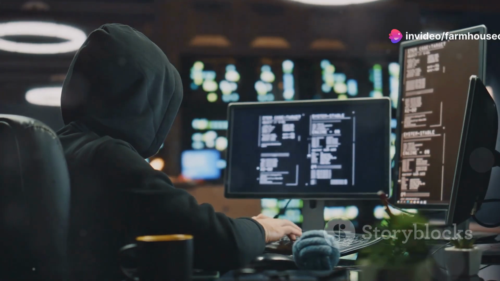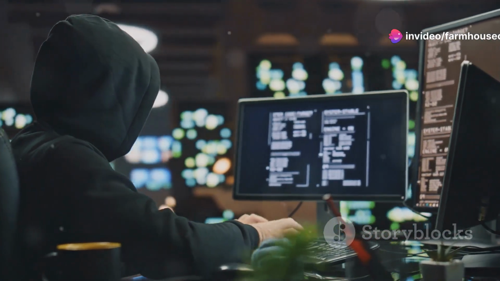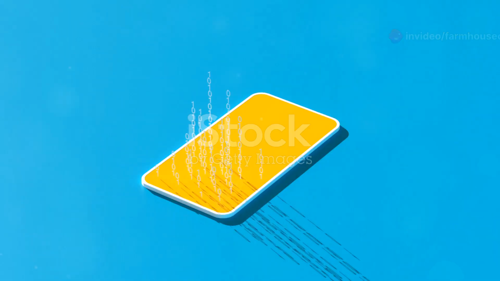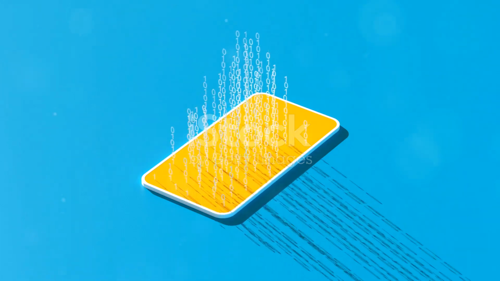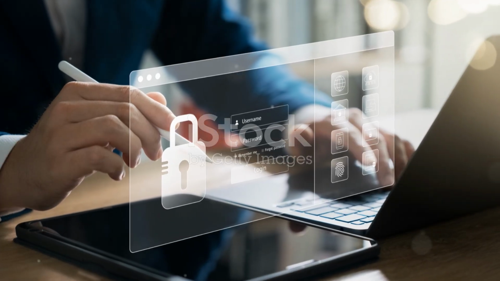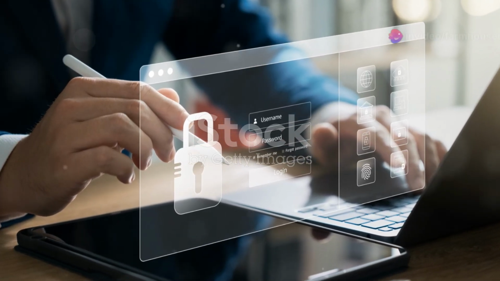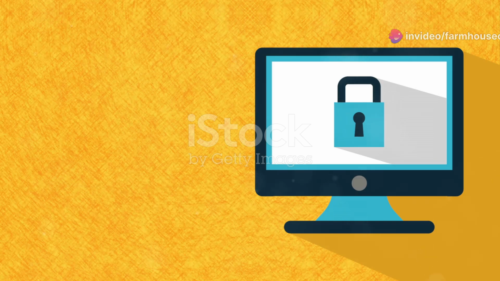In the following sections, we will explore various hacking methodologies. Real-world examples will be provided for better understanding. We will also discuss the importance of cybersecurity and offer practical protection tips. By the end of this essay, you will have a clearer understanding of system hacking and how to safeguard against it.